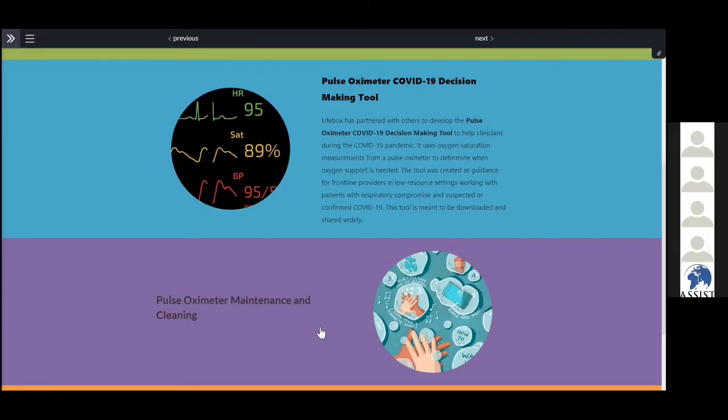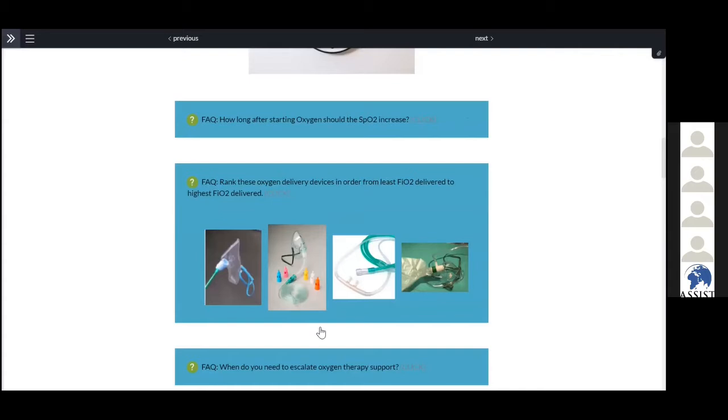Okay, at least put your take-home message, at least two things you took away from that video you can use if you see a patient who is hypoxemic and you are giving oxygen, especially in COVID-19 patients.